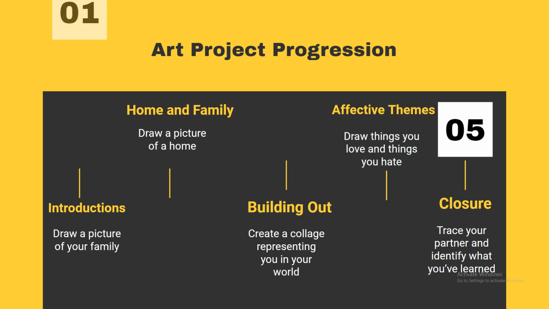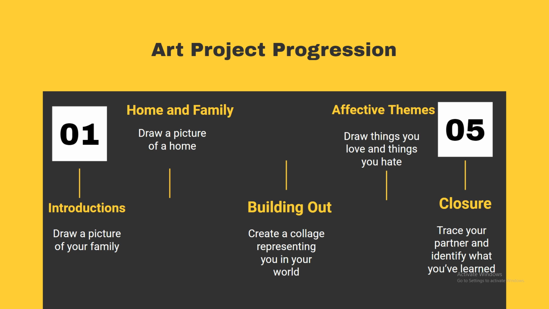So the art project progression, number 1 is the introductions. They are asked to draw a picture of your family. That is it. That is the only prompt. Draw a picture of your family. You may find that you have more extended family members than you would see in a traditional European drawing of a family, but that is the only prompt that the counselor is to give them. Draw a picture of your family.